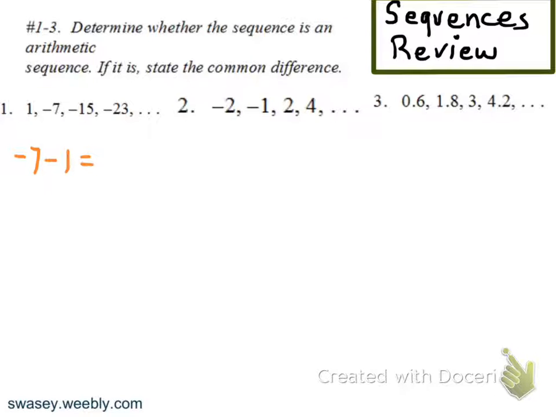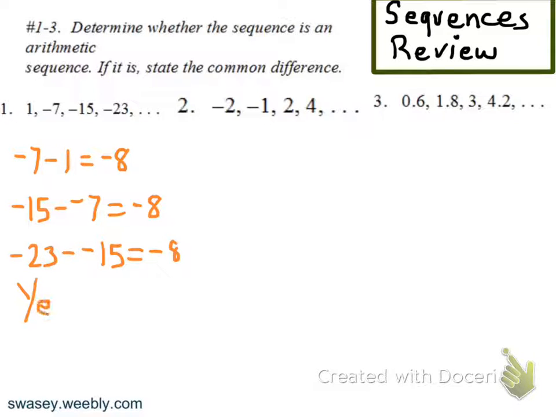Negative 7 minus 1 is negative 8. Then take the third term, negative 15, subtract the second term. Negative 15 minus a negative 7 is the same as negative 15 plus 7, that's negative 8. And then do negative 23 minus a negative 15. That's the same as negative 23 plus 15, which is negative 8. If you get the same thing each time, we'll say yes, it's an arithmetic sequence, and the common difference is negative 8.